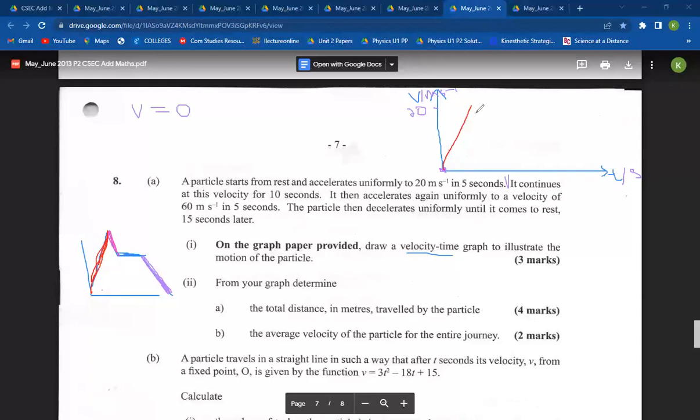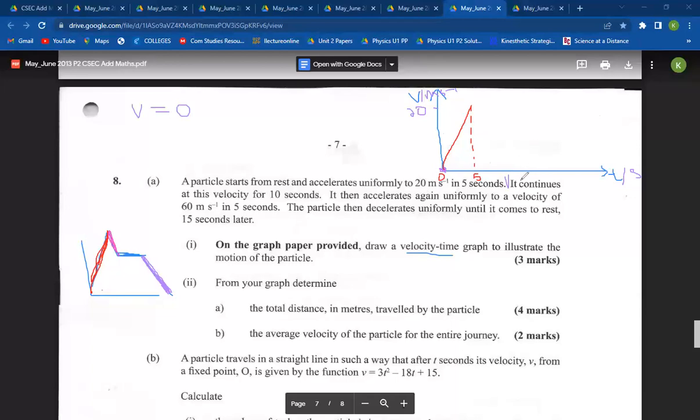It's a straight line. And they told me in 5 seconds. So that means at this point right here, t is 5. Here is 0 and there is 5. It took me 5 seconds to go from 0 meters per second to 20 meters per second. So that's my first phase.